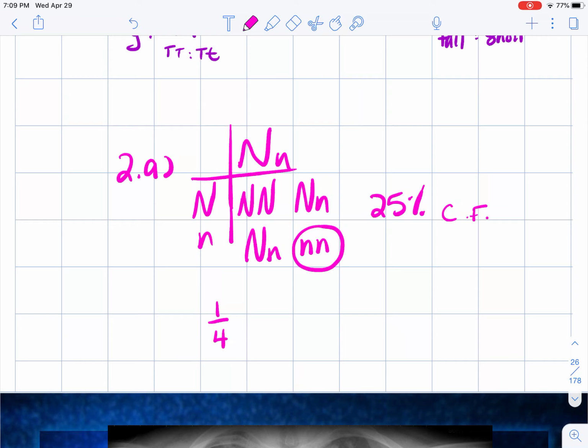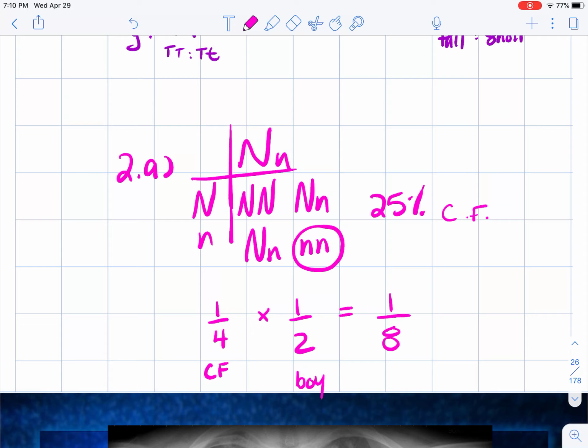And the next question says, what's the chances of it being a boy with cystic fibrosis? So this is the probability thing that we're going to do. They've got a 1/4 chance of it being cystic fibrosis, and the chances of a boy is always 50-50. So the chances of a boy is 50%.